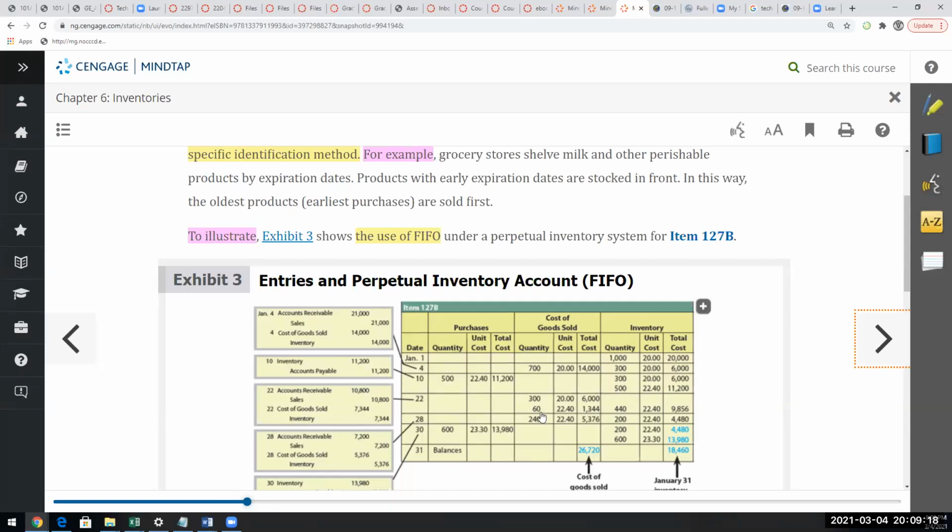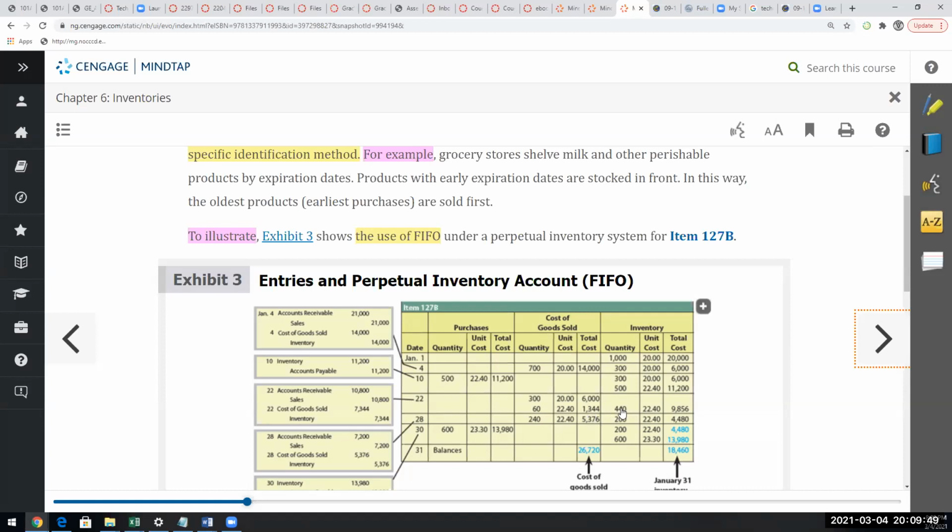So I'm going to take 60 out of the 500. That says I have 440 left over. See the 440 here? Because I sold all the oldest inventory and a few of the 500, 60 of them. So there's 440 left. So again, if you have trust issues, take a calculator, take 300 times 20, that's 6,000, or 60 times $22.40, you get $1,344.